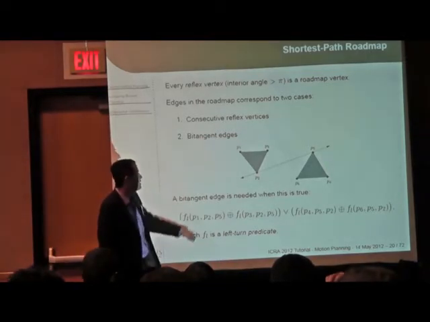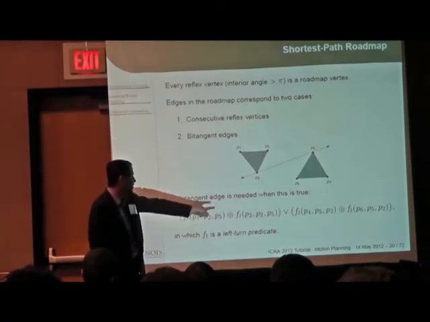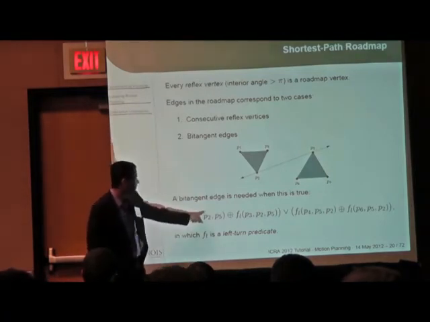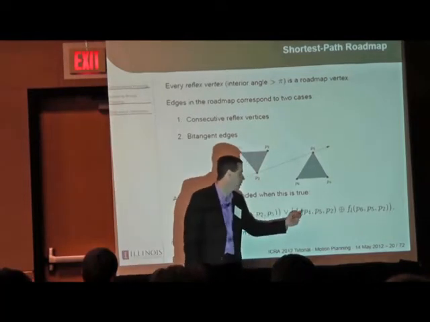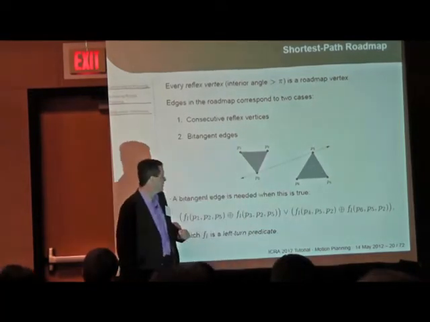And then this thing's a bitangent if and only if this condition holds. It's this left turn exclusive or that left turn, or this left turn exclusive or that left turn. So you just got to kind of look at the cases.